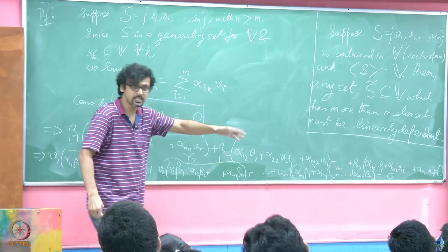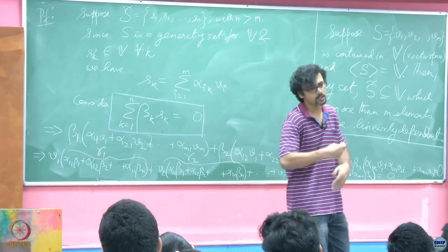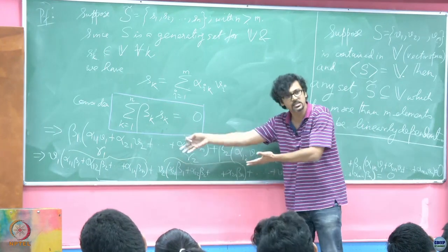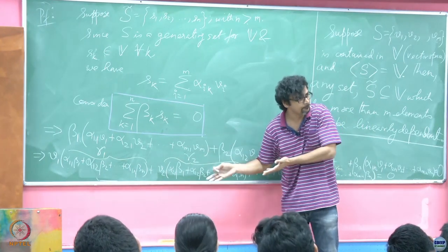So that's the reason I'm able to bypass, or not even consider, the linear independence or lack thereof of these vectors V1 through Vm. I don't care.